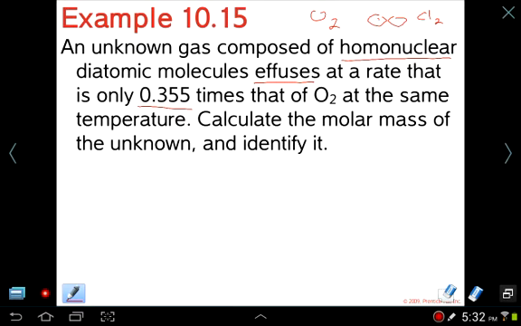Now, because this gas effuses slower than oxygen does, it means that this gas is heavier than oxygen. Now, it's not 3 times heavier, but it's going to be about 9 times heavier. And we'll see this in a minute here as we go along. So let's go ahead and apply this equation. In fact, let's do it that way so we have a little more space for our working.